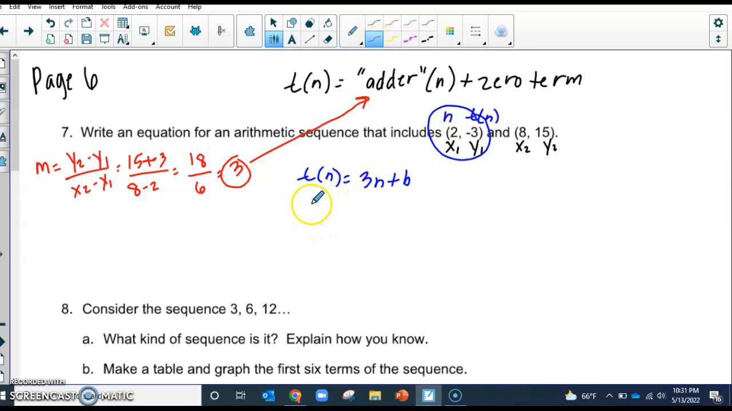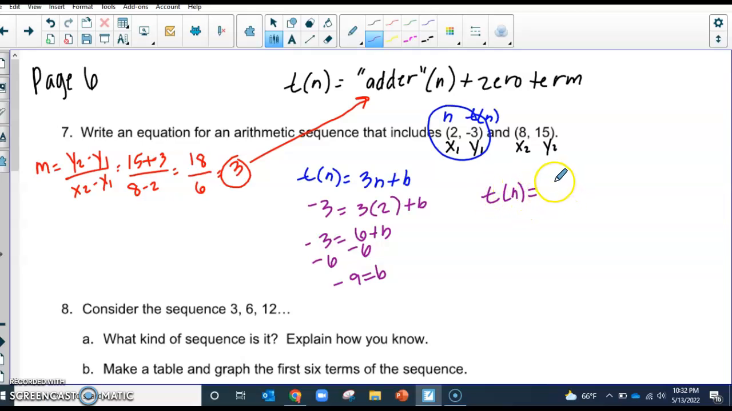So I've got negative 3 equals 3 times 2 plus b. Negative 3 equals 6 plus b. Subtract 6 from both sides. Negative 9 equals b. So my equation is going to be t of n equals 3n minus 9.